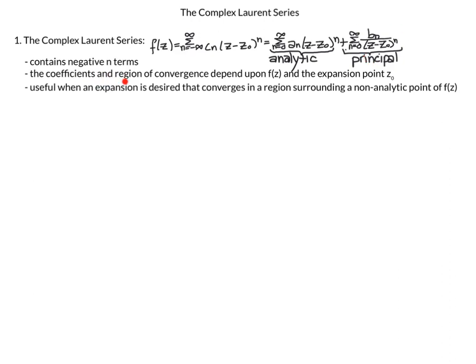So the coefficients and region of convergence depend upon f of z, obviously, and the expansion point, z naught. And then the Laurent series is useful when you want an expansion that converges in a region surrounding a non-analytic point of f of z. So remember, for Taylor series, it needs to be analytic everywhere on your curve and inside. Here, the Laurent series is trying to give you other regions that the Taylor series cannot reach.